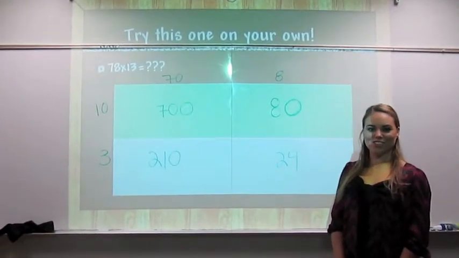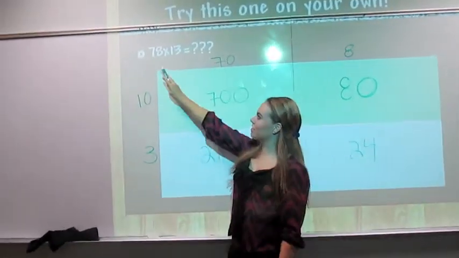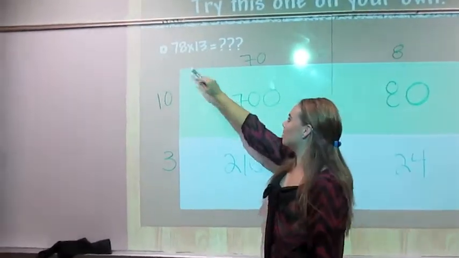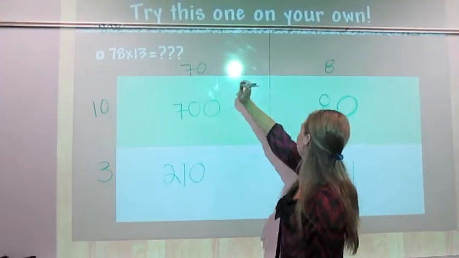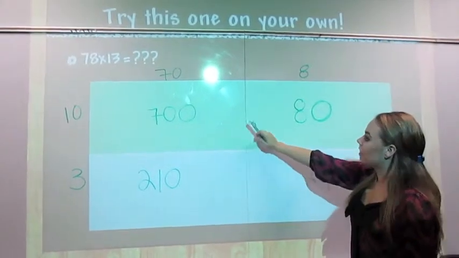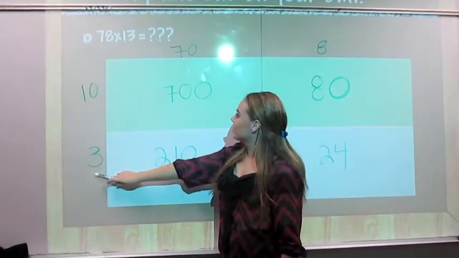Welcome back. How did you do? Let's check your answer. So first, we did 78 times 13 was your practice problem. You must have broken up that 78 into our benchmark numbers, 70 and 8. And then you must have broken up that 13 to 10 and 3.